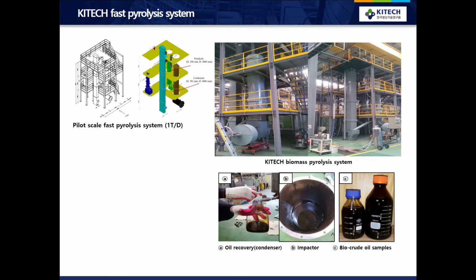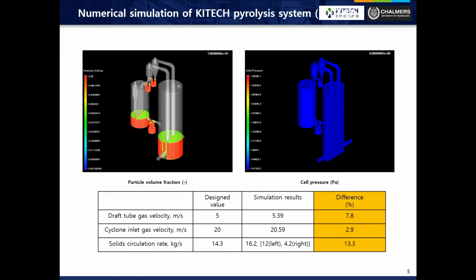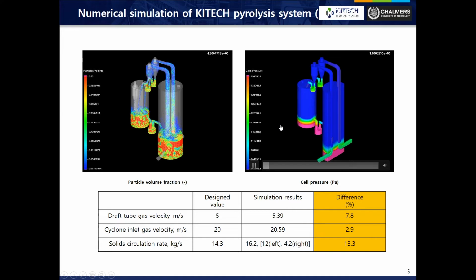Here, we can make oils from biomass. Based on this experiment, we designed a 100 ton per day fast pyrolysis pilot system. We checked the design with the simulation, and you can see that the design values and the simulation results are really satisfactory.